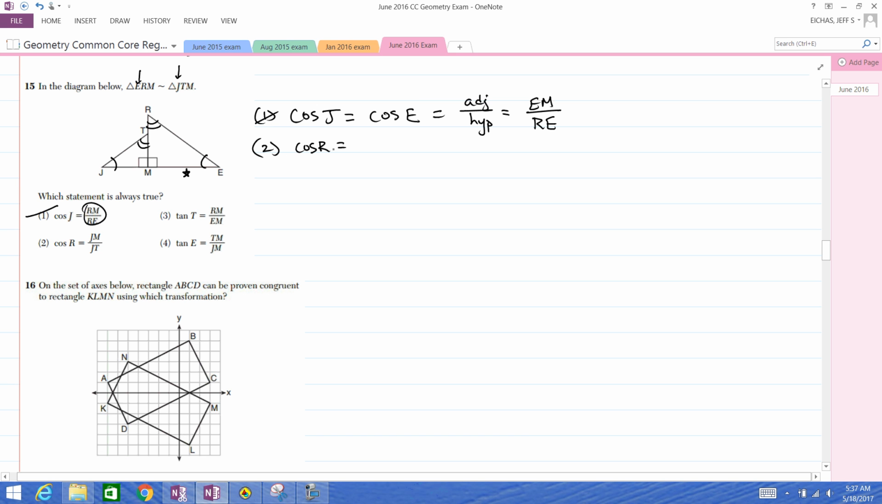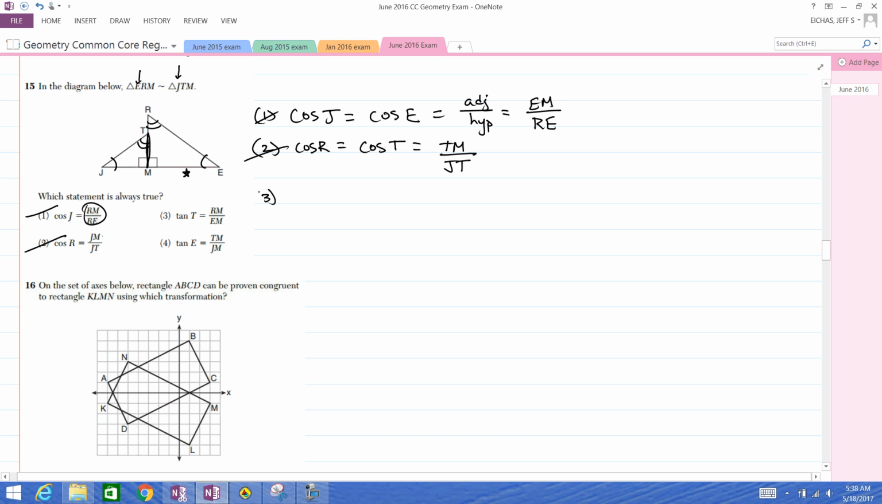Cos R, you're looking at the sides JM, JT. That's on the wrong triangle. So they really want you to understand that it's the same as cos of angle T. Adjacent leg is TM. Hypotenuse for that triangle is JT. TM, JT, TM. It's not JM. Oh, that'd be sine. So, oh, wait a minute. Yep, we need TM there. Okay, that's not it.